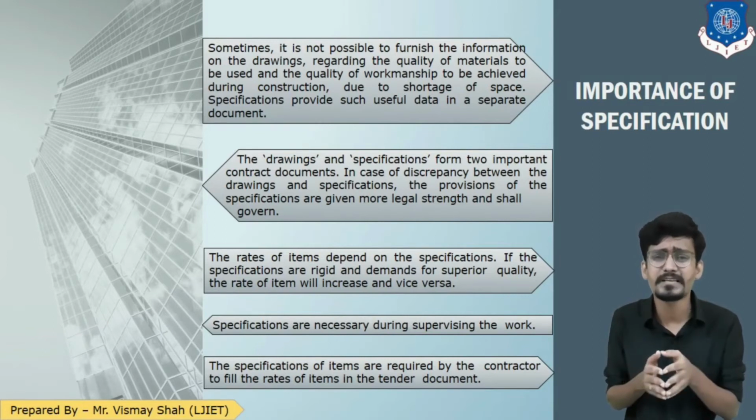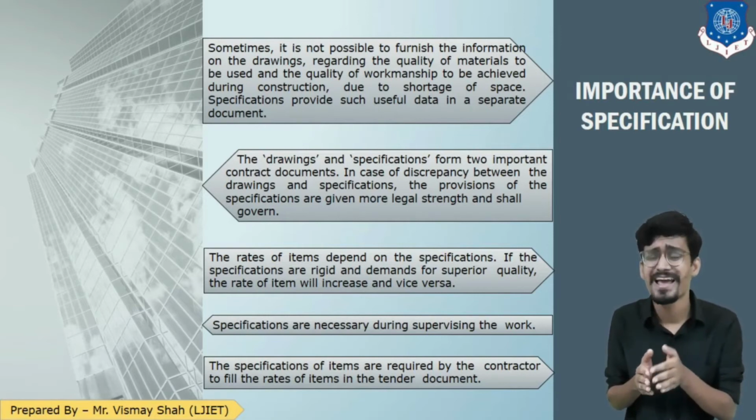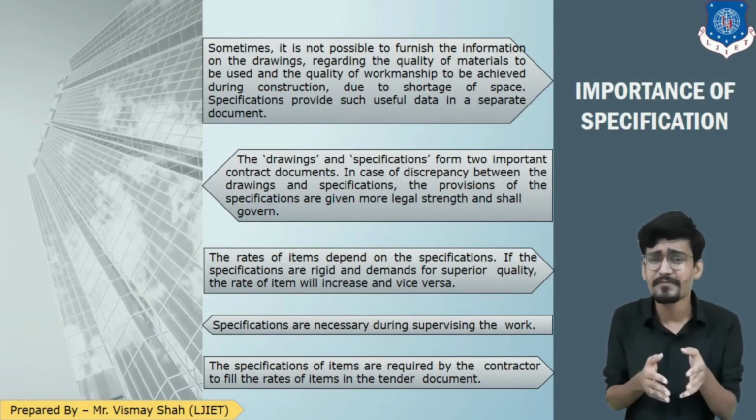The drawings and the specification form two important parts of the contract document. In case of discrepancy between drawing and specification, the provisions of the specification shall govern. Generally, the rate of an item which the contractor provides to you as a client depends upon the specification. The higher or more rigid the specification, the higher the rates. Specification is also useful to supervise the work.